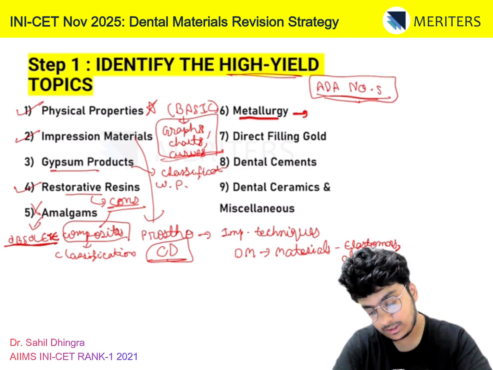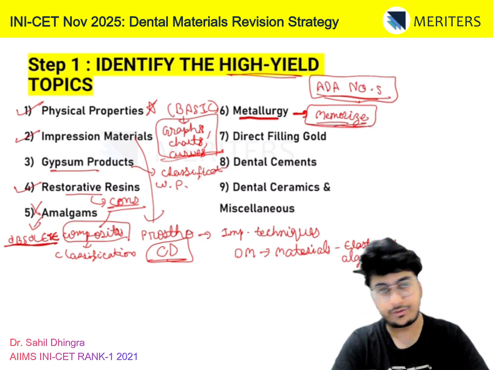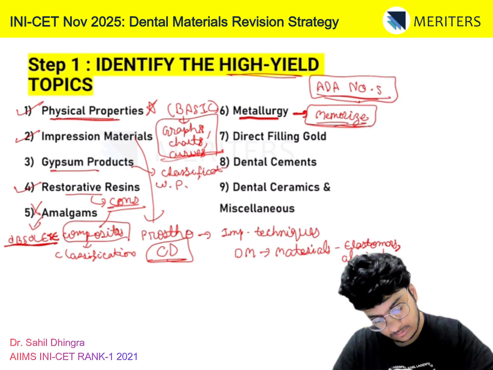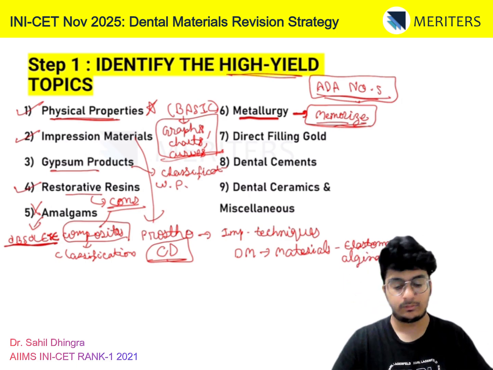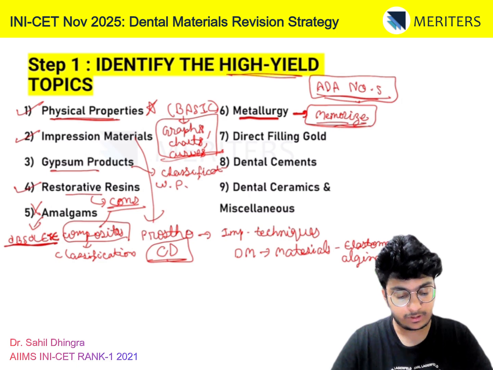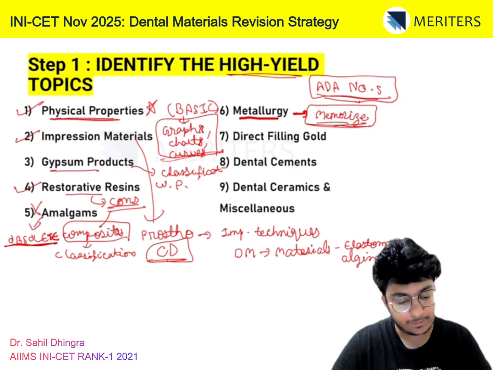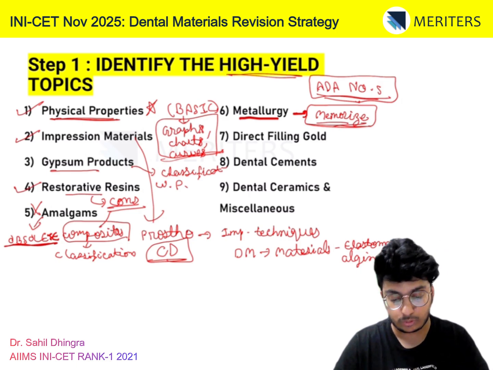Then metallurgy. In metallurgy, you have to memorize a lot of stuff. Again, this is not that important because AIIMS focuses more on the technical aspect, the technical aspect as in your physical property chapter. This is most important for AIIMS because the main focus of the AIIMS examiners is on your basics. So they will check your knowledge on physical properties, impression material, gypsum products, because these are basics, composite resins, the etching and bonding protocols.